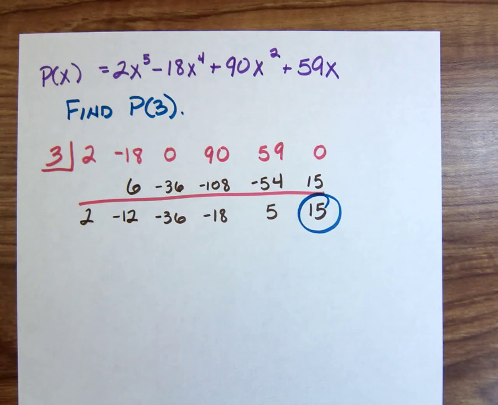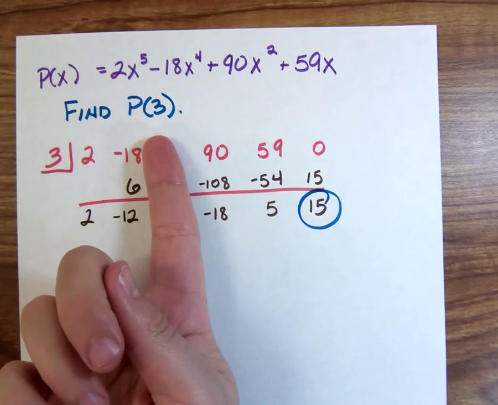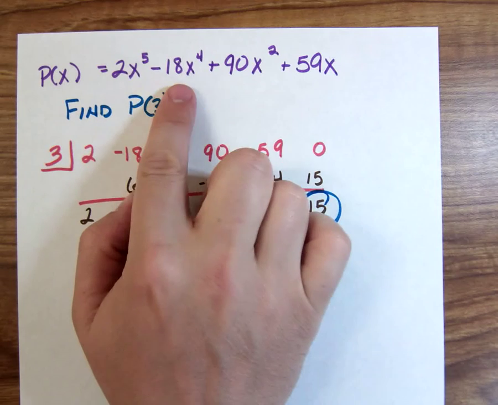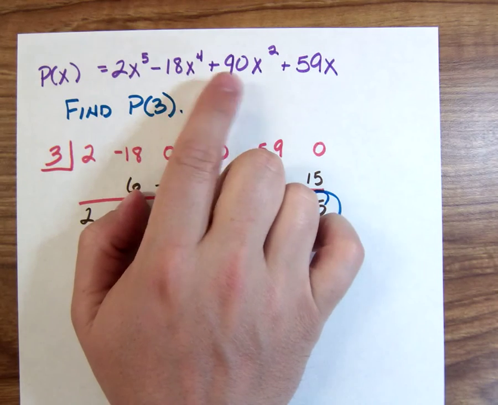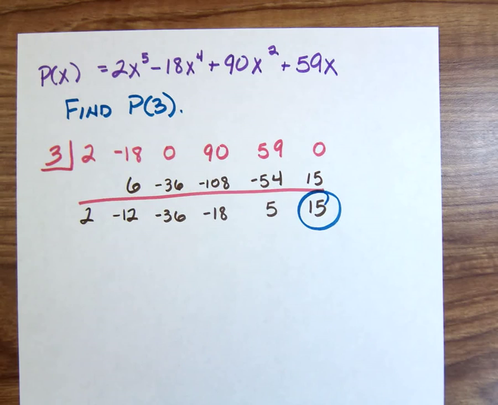Does anybody have any questions about synthetic division or the remainder theorem? So the 15 is answering what question? The 15 is the answer to the question, what would happen if I substituted all the x's with 3? If I did 2 times 3 to the 5th minus 18 times 3 to the 4th plus 90 times 3 squared plus 59 times 3. If I substituted 3 for the x's, what would I get for the answer? And it's 15.